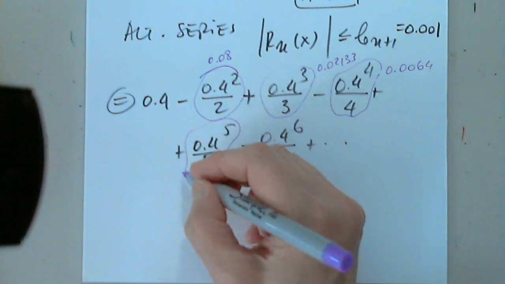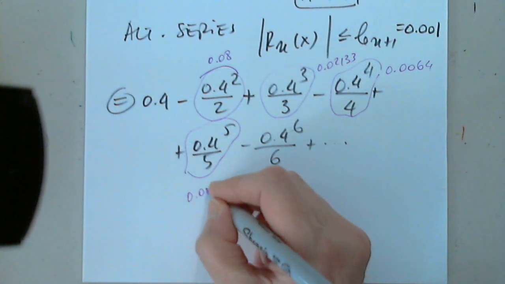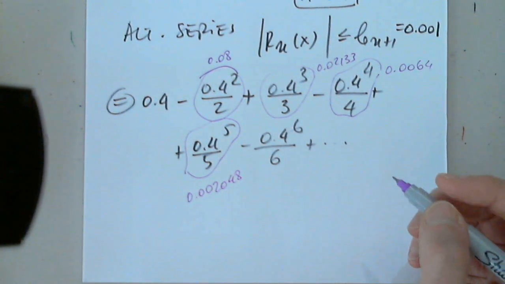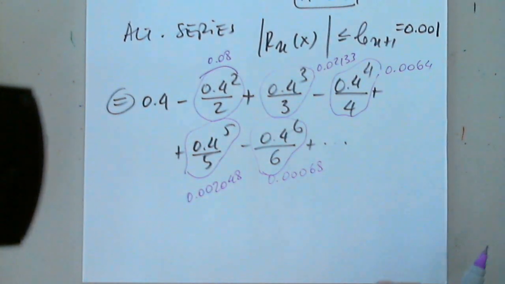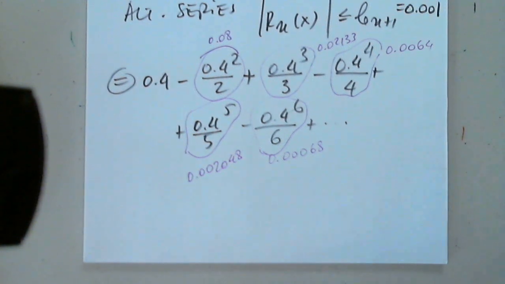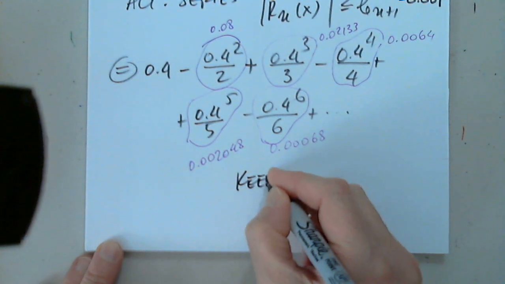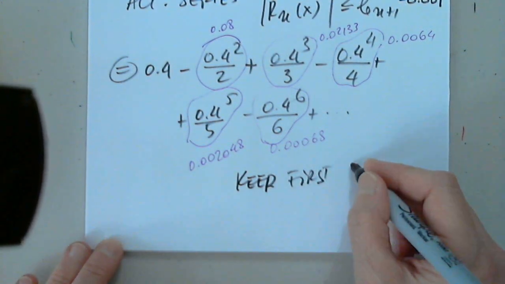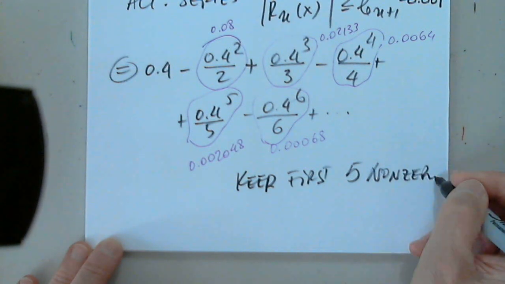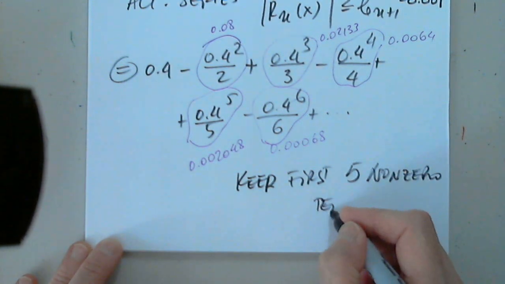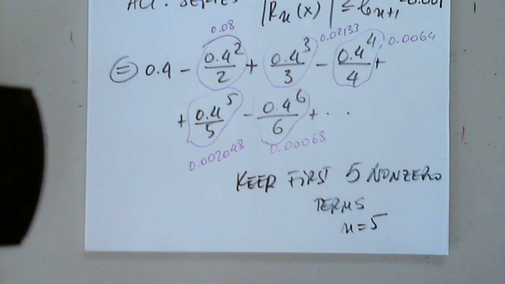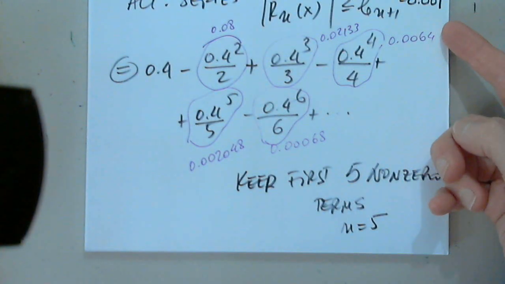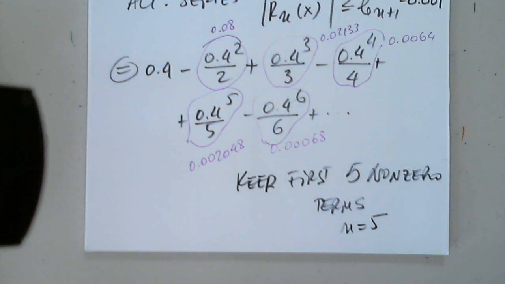This piece is 0.0064. This piece is 0.002048. And this piece is 0.00068. So we are going to keep the first 5 non-zero terms. So n equals 5. This is already below 0.001. That's where we stopped before.